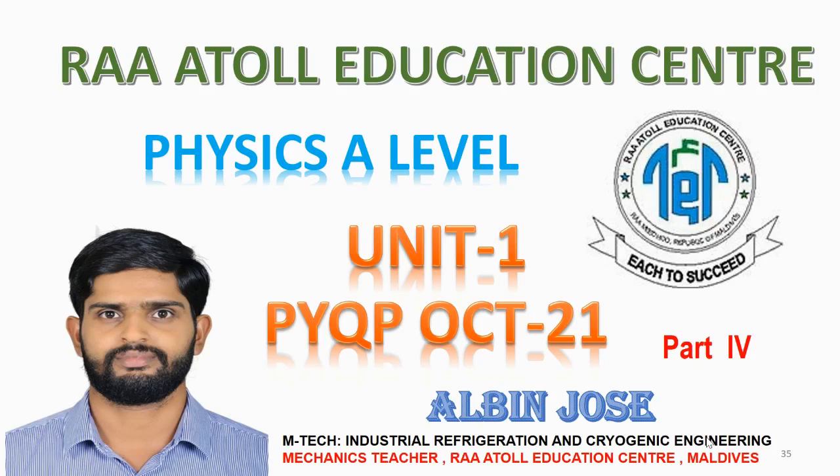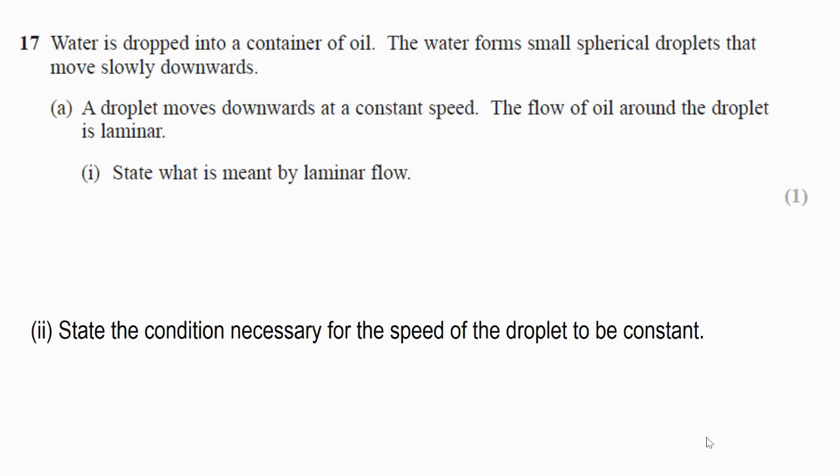So question 17. The water is dropped into a container of oil. The water forms a spherical droplet that moves slowly down. The droplet moves downwards at a constant speed. The flow of oil around the droplet is laminar. First of all, what about the situation? It is just like a spherical ball moving vertically downward through a particular fluid.